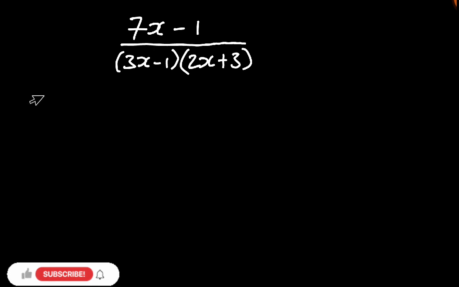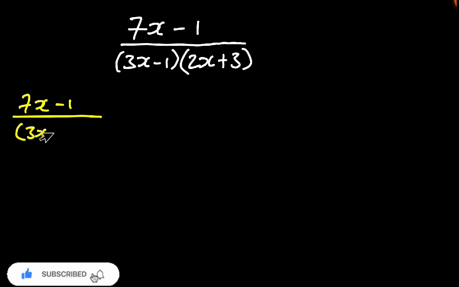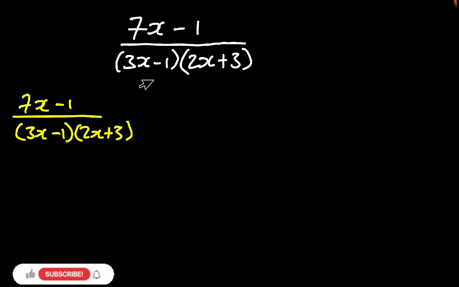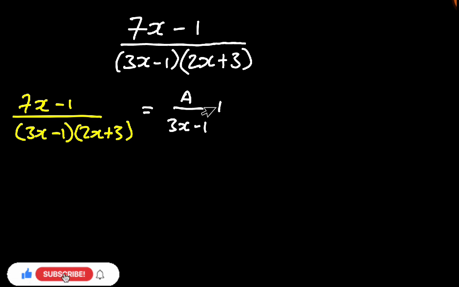So we're given (7x - 1) over (3x - 1) multiplied by (2x + 3). This, we are going to equate to A divided by (3x - 1) plus B over (2x + 3). Now, why did we choose only A and B and didn't include C?